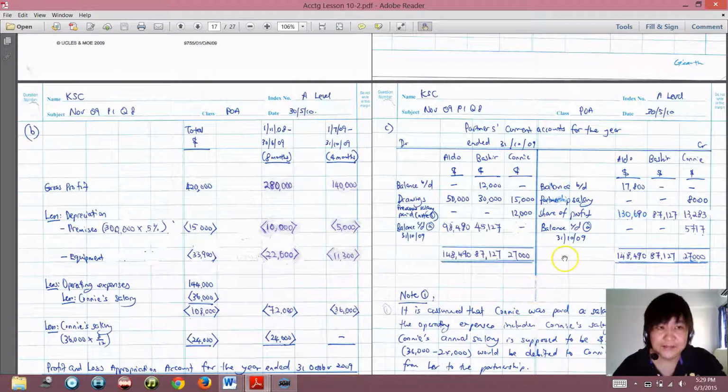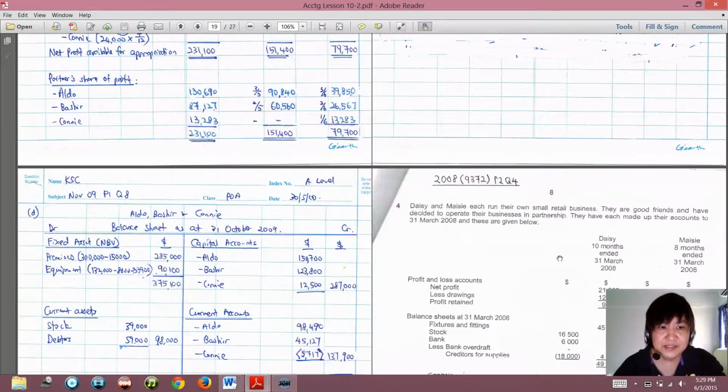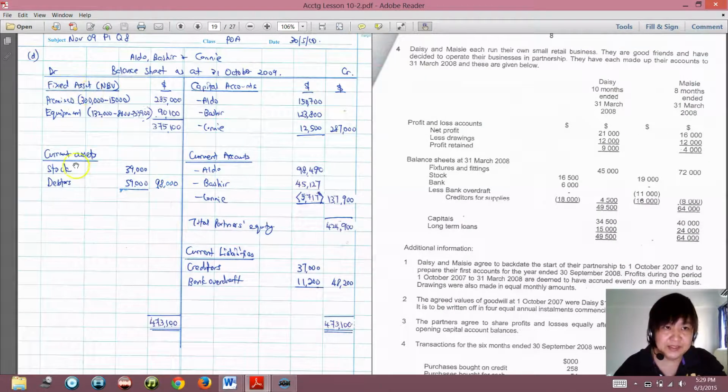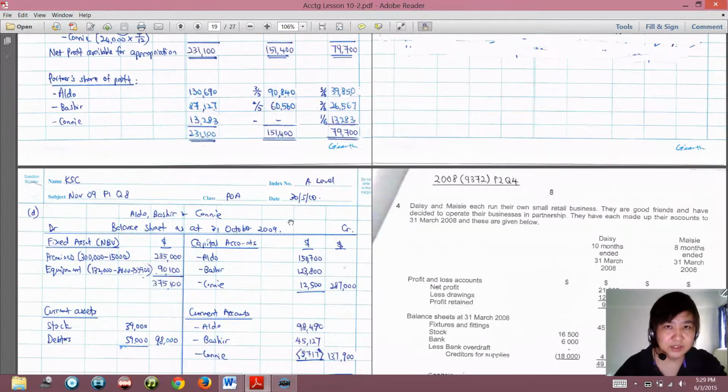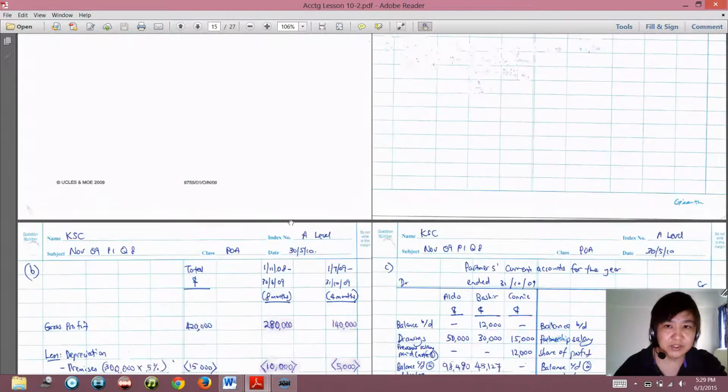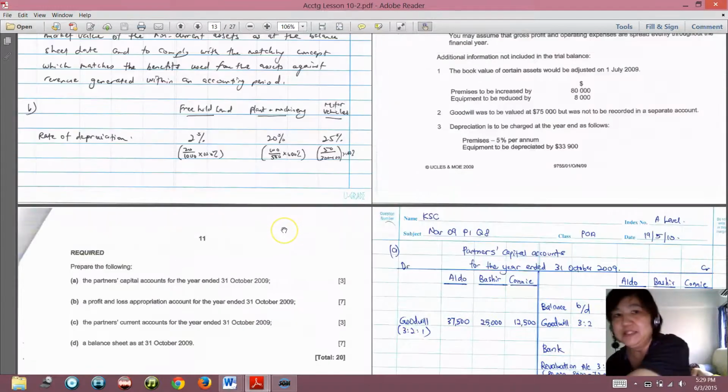Okay, and part D says balance sheet. Like what I explained before, do it in a statement format. Okay, Aldo, Bashir, and Connie, balance sheet as at 31 October 2009. Lay out the fixed assets, then in the middle of the page put current assets, then on the next page capital account, then leave some space, current account, then current liabilities. Okay, so this is partners' equity. So now you have laid out all your structure. When you have laid out all the structure, I will fill in the easy numbers first.